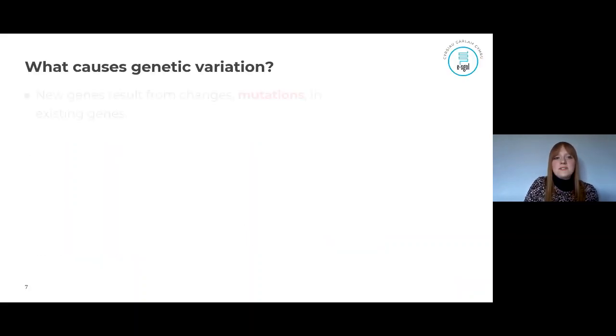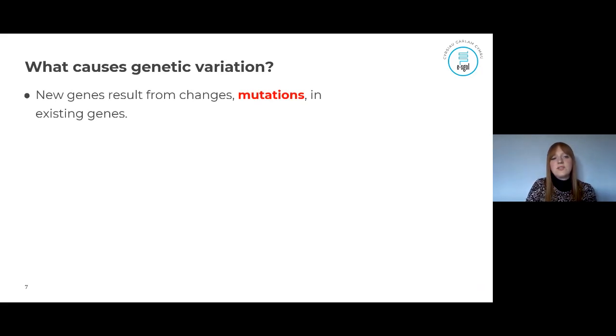So what causes genetic variation? So we know that new genes, we looked at genetic code briefly in the first session. We know that new genes result from something called a mutation. Now, a mutation is a change to the genetic code in your DNA. Mutations occur at random, okay?